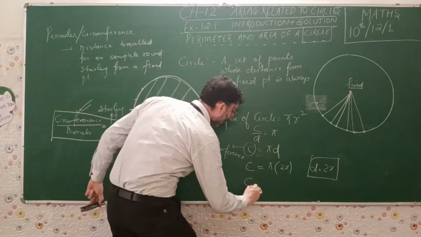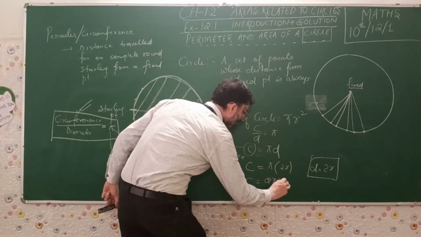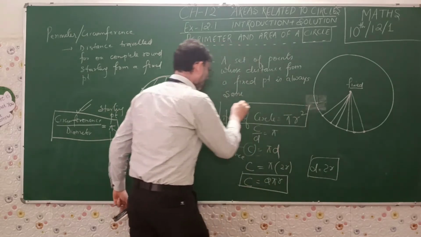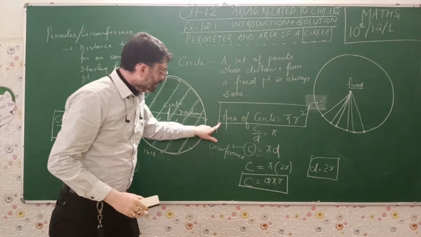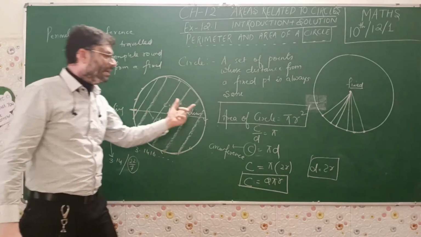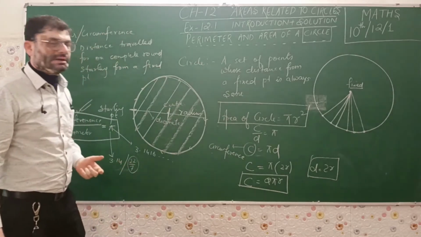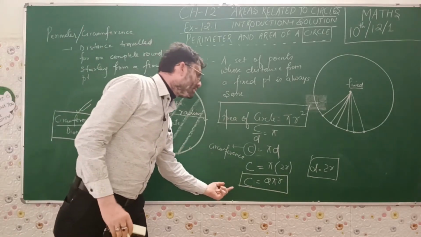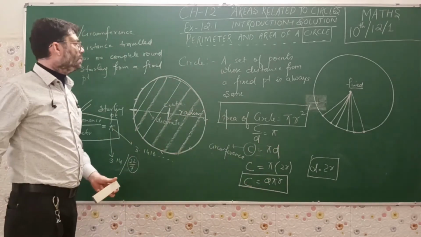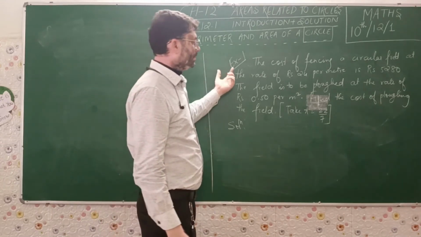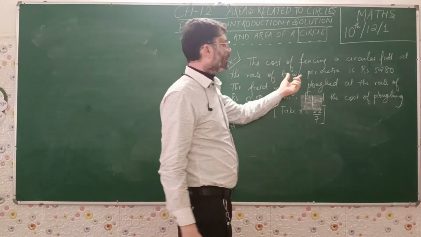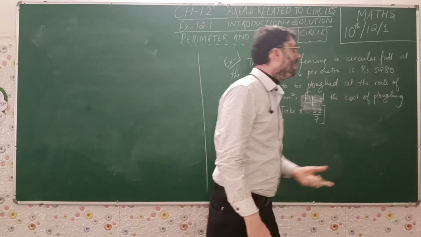Now the formula can be derived as circumference is equal to 2 pi r. So finally, we would be needing these three formulas for solving our exercise of 12.1, where we have got the area of the circle is equal to pi r square. The circumference of the circle can be written as pi d or 2 pi r, where d is equal to 2r.